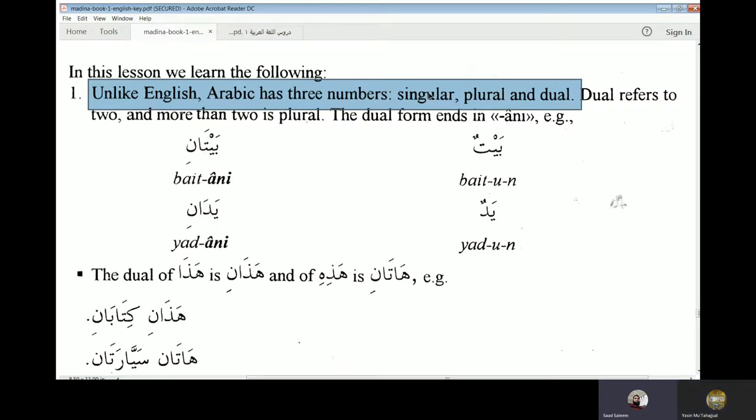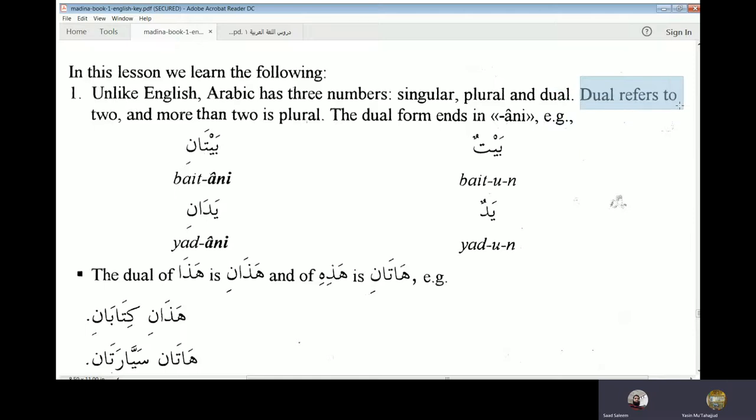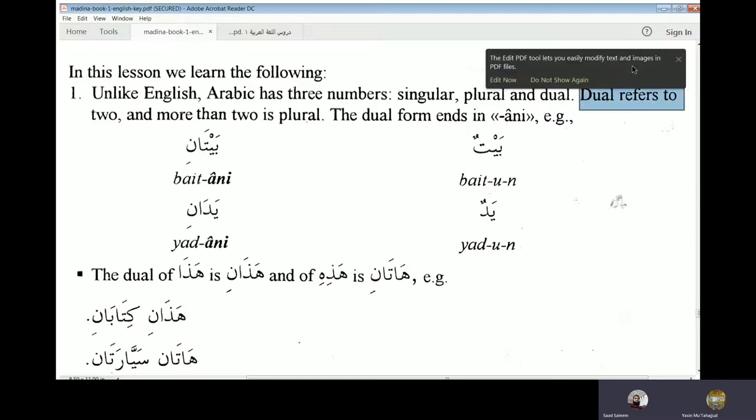In English you have only singular and plural. All the things will be placed either in the singular category or the plural category. But in Arabic we have three categories, and this third category is called dual. In Arabic we call it tasniya. So this is a new category for you. Remember this. Today you are going to learn about this.